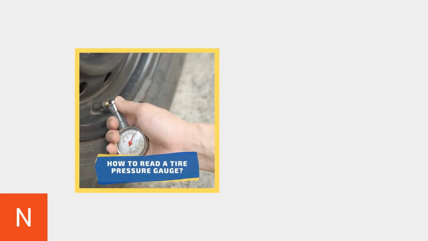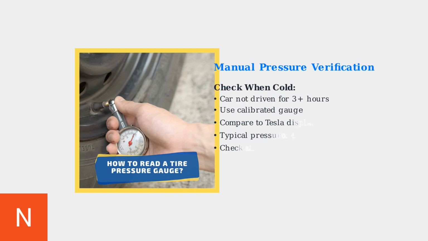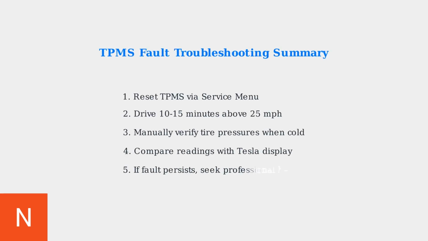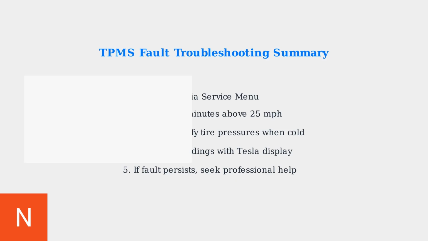Then drive for 10 to 15 minutes at speeds above 25 miles per hour to allow the system to relearn the sensor positions. Additionally, manually verify your tire pressures using a calibrated gauge when the tires are cold, meaning the car hasn't been driven for at least 3 hours. Compare these readings with the values displayed on your Tesla's screen to identify any discrepancies. These basic troubleshooting steps resolve many TPMS faults. If the problem persists after trying these solutions, the issue may require professional diagnosis and sensor replacement.